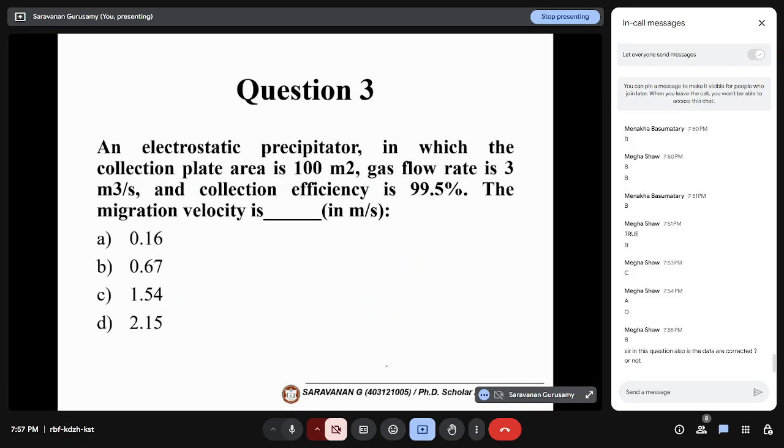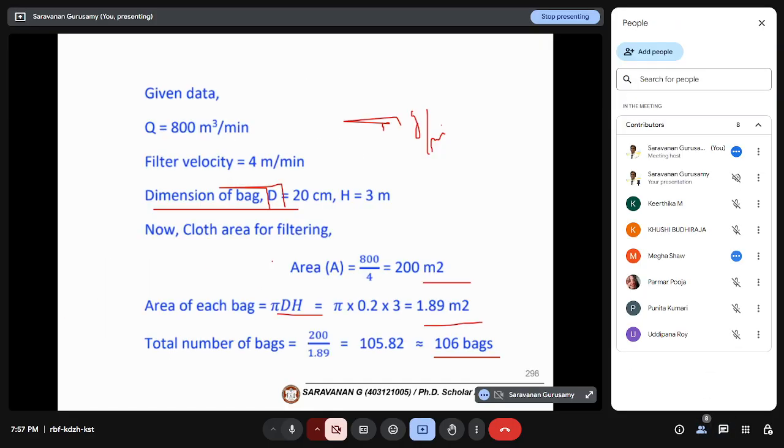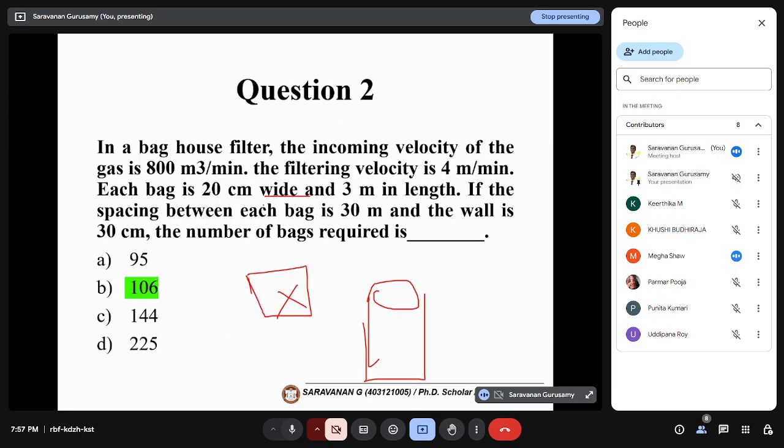It's correct. Okay. An electrostatic precipitator problem. Collection plate area they have given, gas flow rate they have given, collection efficiency. So all we know, migration velocity we can use. Yes, ma'am, the question data are correct. Actually, here you have to take d as diameter, not the width. If you take 20 centimeter as dia and use pi dl, you can find the number of bags. Earlier I was thinking with the square, so I was not getting 106.